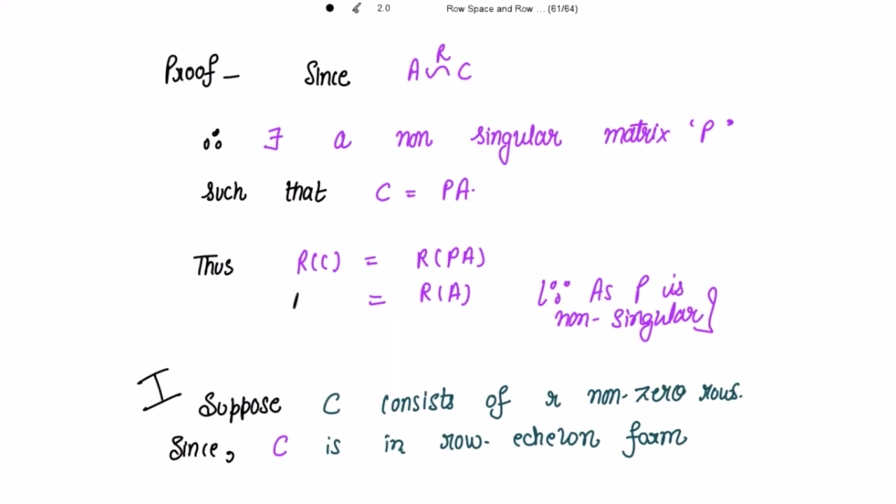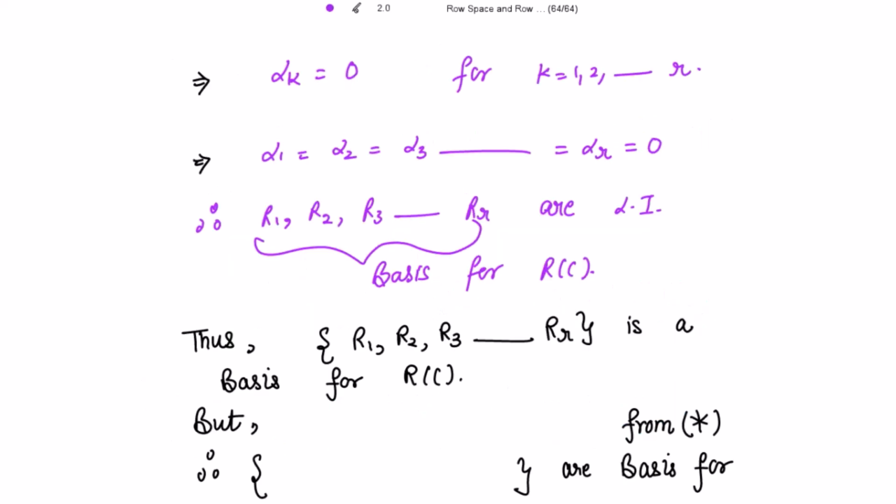But if I mark this result as star, then from star we say that if those non-zero rows are the basis for R(C), then all those non-zero rows are also the basis for R(A), that is the row space of A, because these two are equal. Because the row space of C is equal to the row space of A, R1, R2, R3 up to Rr are the basis for the row space of A. Hence the result is proved. Okay, thank you.